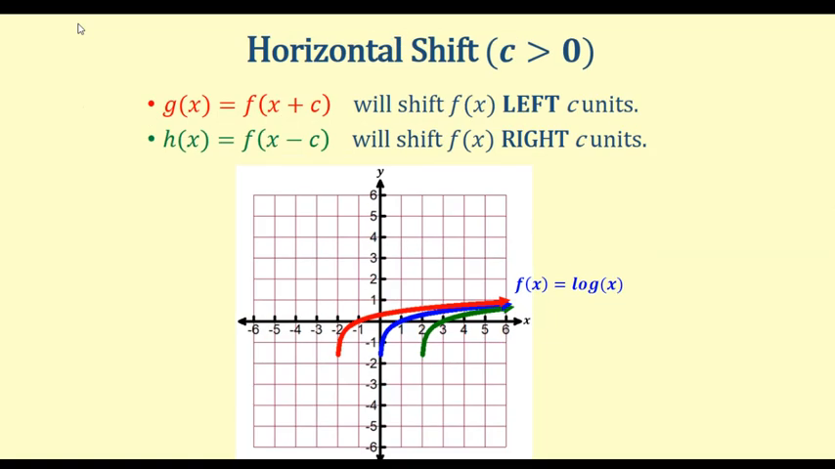A horizontal shift is the c value. So here we have g of x is equal to f of x plus c. We'll shift the function left c units. And h of x is equal to f of x minus c will shift the function right c units. So for example, here we have our blue parent function. When we have g of x is equal to log of x plus 2, we have that left shift. And h of x is equal to log of x minus 2, that's that right shift. So plus 2 will shift left 2 units, minus 2 shifts right 2 units.